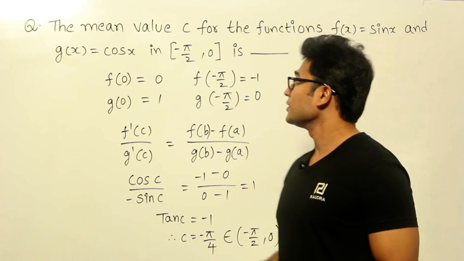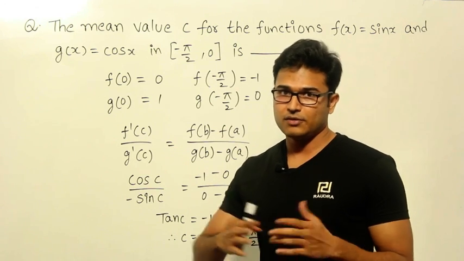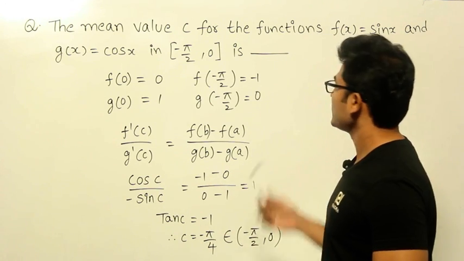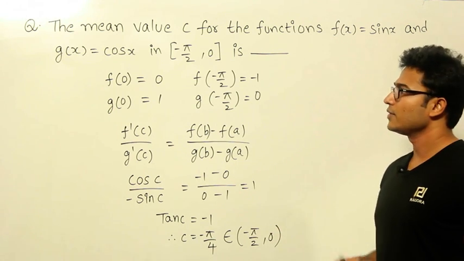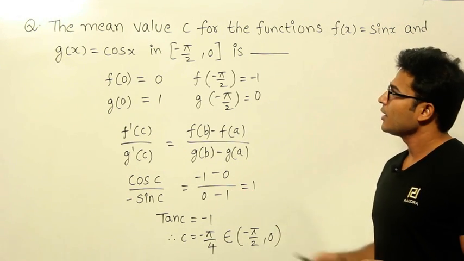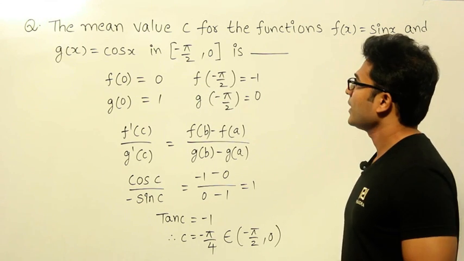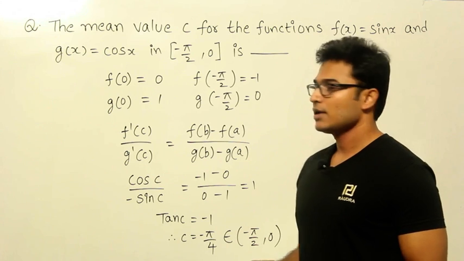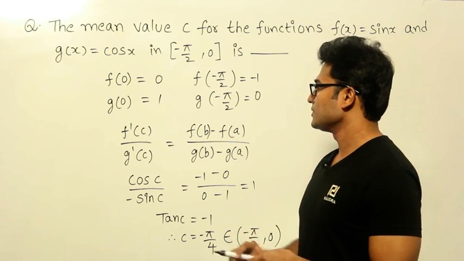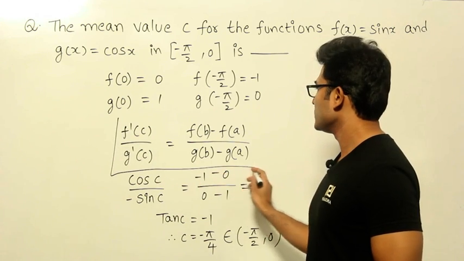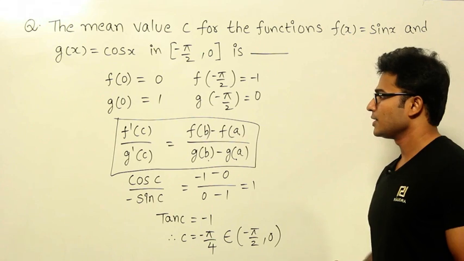So Cauchy mean value theorem says that first of all, the function has to be continuous and differentiable in that range. So definitely, since it is sin x and cos x, we know that they are continuous as well as differentiable over the entire range, and in minus pi by 2 comma 0 they will definitely be continuous and differentiable. And now since two functions are given, according to the Cauchy mean value theorem, there should exist a point C in such a way that f dash of C divided by g dash of C equal to f of b minus f of a divided by g of b minus g of a.